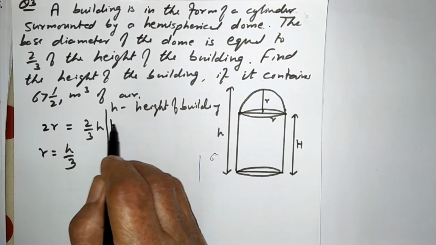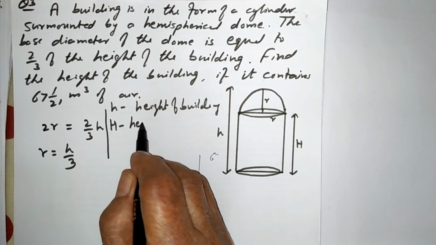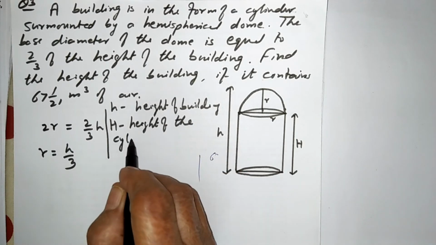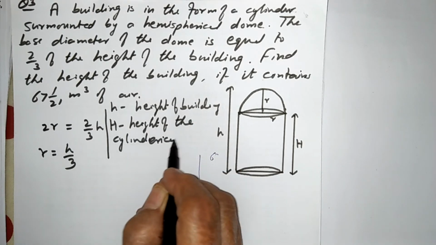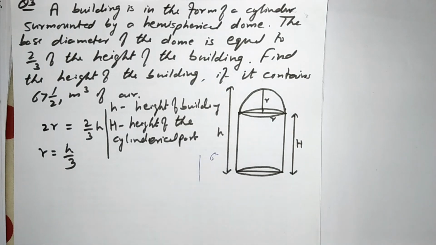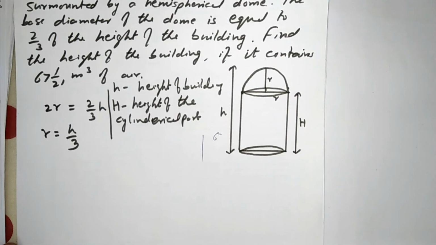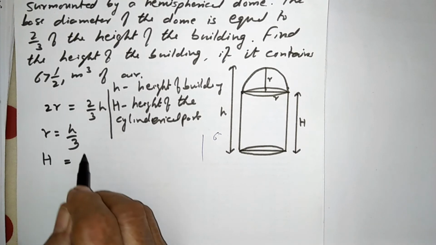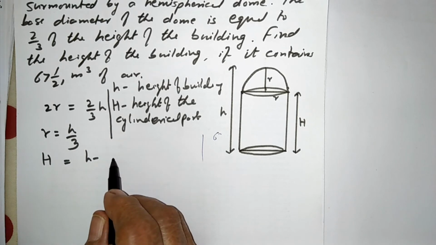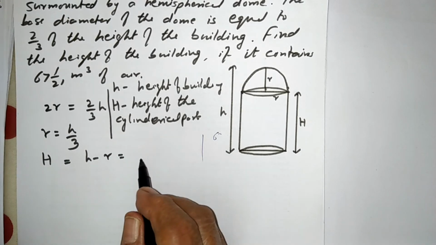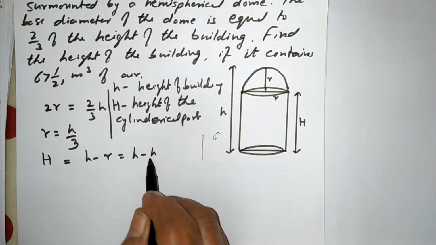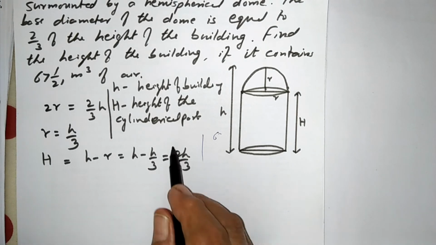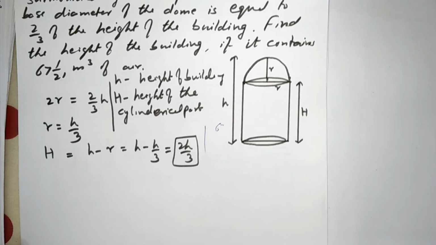And capital H, height of the cylindrical part. Now, capital H is equal to h minus r. h minus r means h minus h upon 3, which is equal to 2h by 3. This we will use in the formula, 2h by 3.